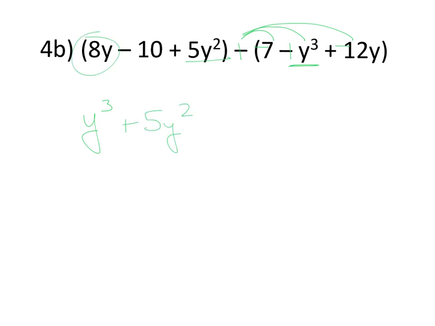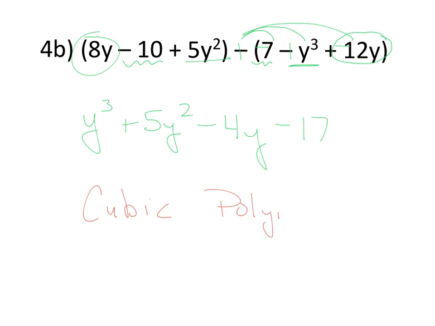And then I've got 8y minus 12y, because it changed signs. So I have a minus 4y. And then I have a negative 10 and a negative 7, so negative 17. Again, when I'm naming it, cubic because it's to the third power, and there's 4 parts here, so that's just going to be polynomial. Okay.